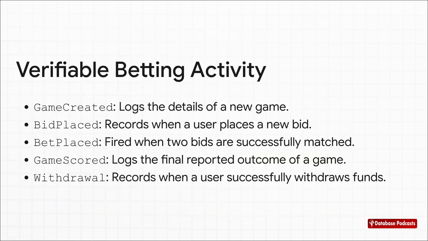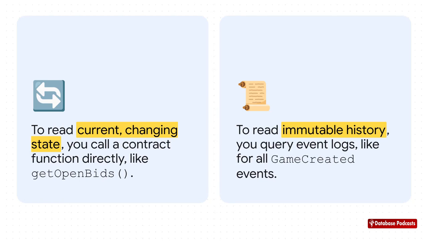And you can see here how this all comes together to build a complete, transparent story. Our contract emits an event for every single important action. When a game is created, boom, GameCreated event. When a bid is placed, BidPlaced event. When a bet is matched, a game is scored, a withdrawal happens, it's all logged. This means anyone, at any time, can go back and reconstruct the entire history of the app, ensuring total transparency. So this gives our front end, the actual website, two main ways to get its data.